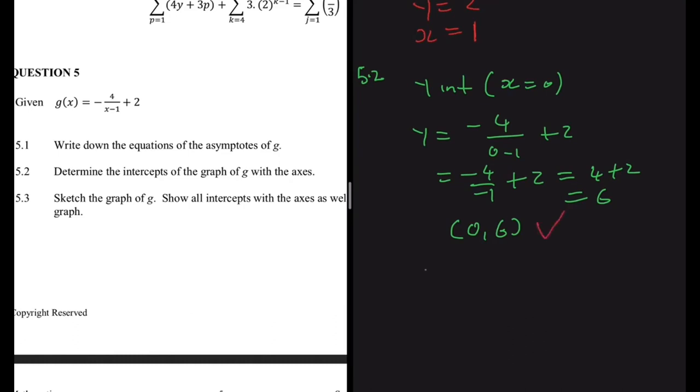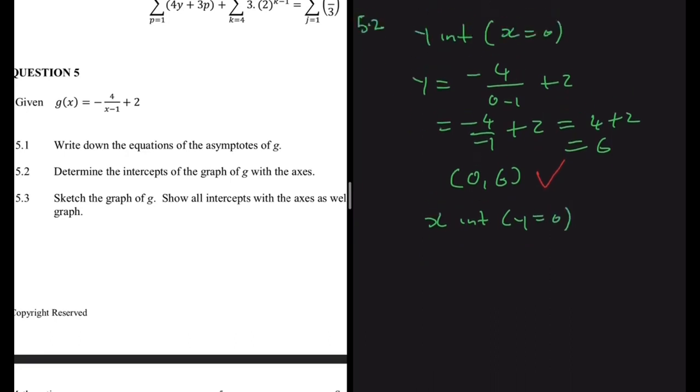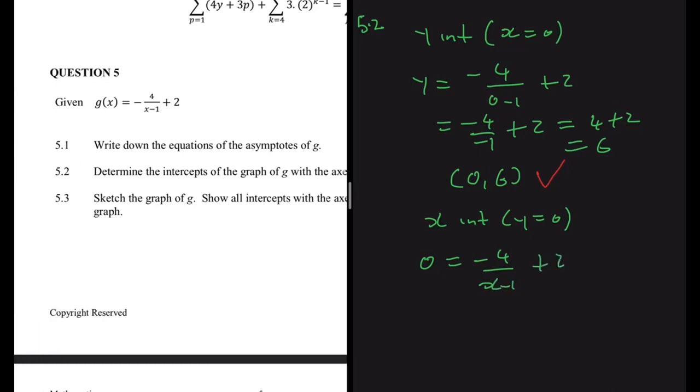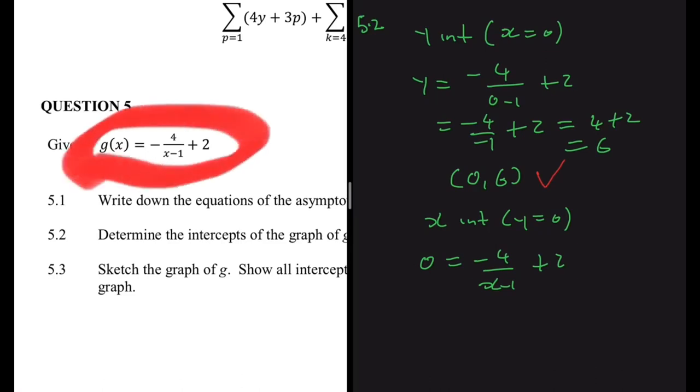Now let's move forward and do the x-intercept. So for the x-intercept, y is equal to 0, right? So in place of y, we put 0 and we solve for x. So we're going to have 0 is equal to minus 4 divided by x minus 1 plus 2. We just substitute in y is equal to 0 on our equation g of x, right?